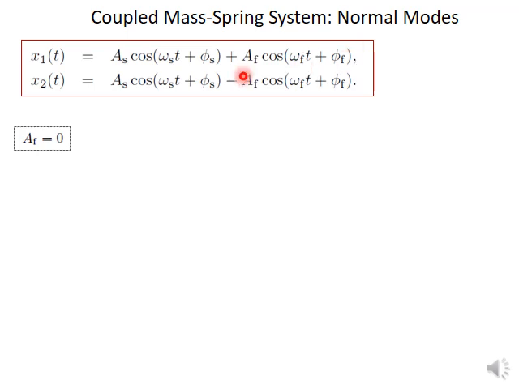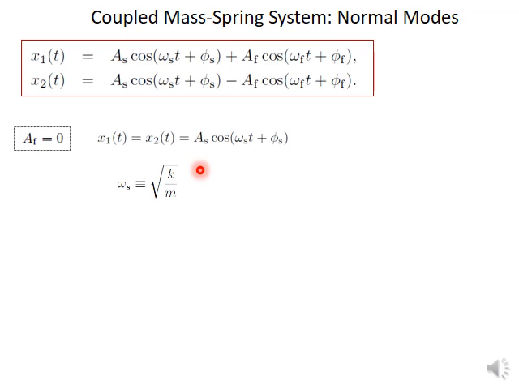So let's see what each of these terms mean. First, let's take the coefficient of the fast component as 0. So it turns out that if you take AF equals 0, then in that case x1 is exactly equal to x2, and that equals this cos term over here. And this only includes the slow frequency, and the fast frequency component just becomes 0.